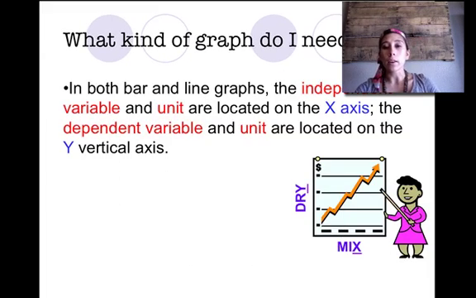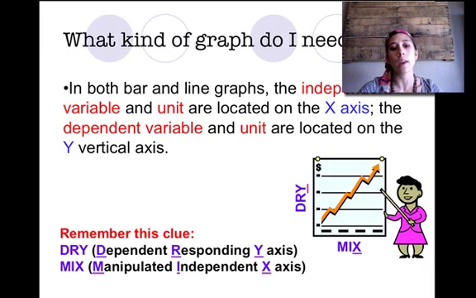So in both bar and line graphs, we've got our independent variable and the unit that will be located on the x-axis, and our dependent variable as well as its unit will be located on the y-axis. So an easy way to remember what axis this information belongs on is to use the acronym DRY MIX. So DRY stands for the dependent responding y-axis, because it's the dependent variable that is responding to the independent variable, so the manipulated independent x-axis, and that would be your DRY MIX.